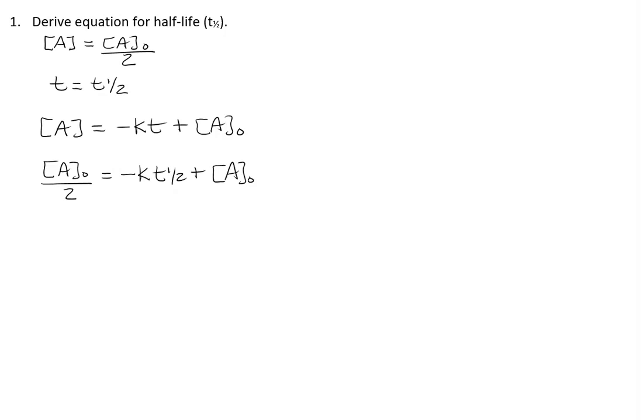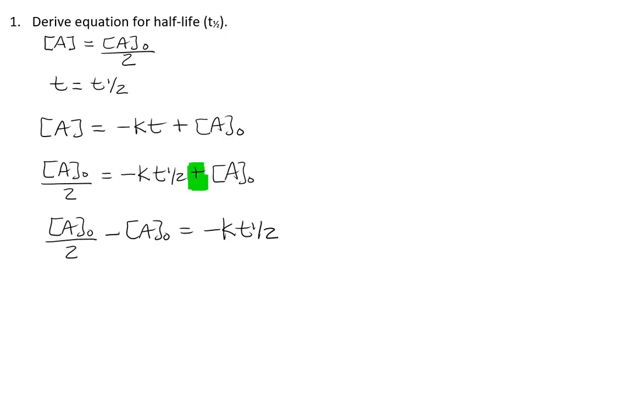Because we have this plus right here, we need to make sure that we do that subtraction first as we're rearranging the equation. So we're going to subtract A naught from each side. That gives us A naught over 2 minus A naught equals minus k t 1/2.